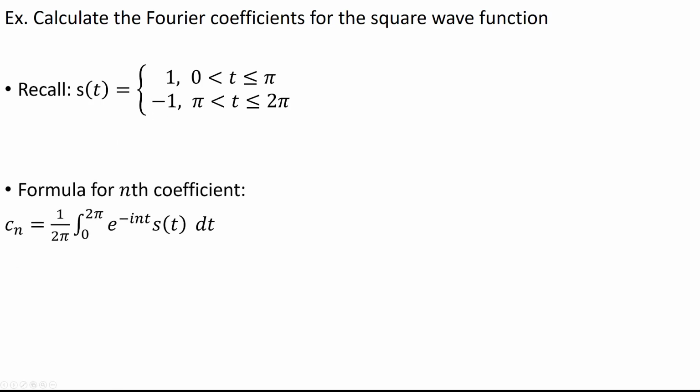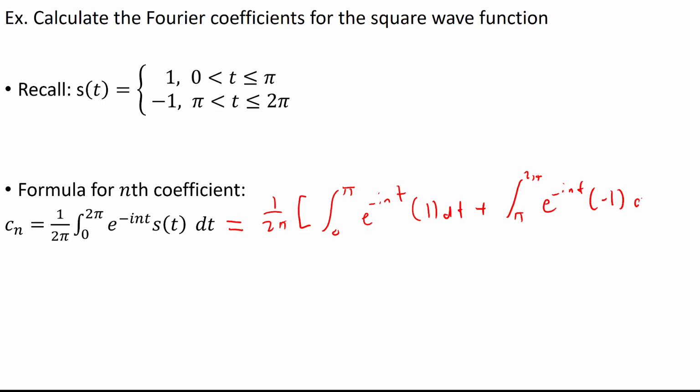Also recall that the formula for the nth coefficient in the Fourier series is c_n, given by 1 over 2π times the integral from 0 to 2π of e to the negative int times the function we're calculating a Fourier series of. When you're given a function that is defined piecewise, with different values over different intervals of definition, the easiest way to proceed is by breaking up the integral into regions where you know the value of s. So over the interval from 0 to π, s takes on the value of 1, and over the interval from π to 2π, s takes on the value of -1, and hence we can make the appropriate substitutions.